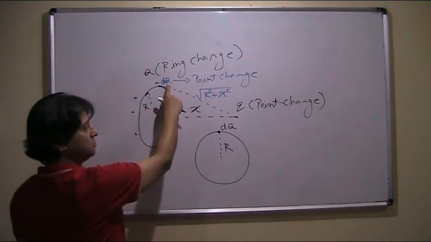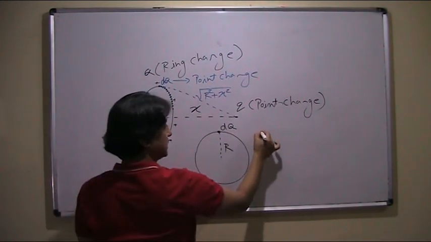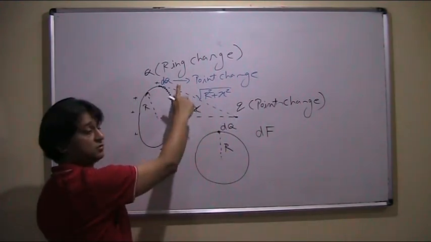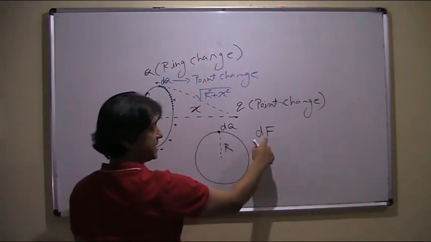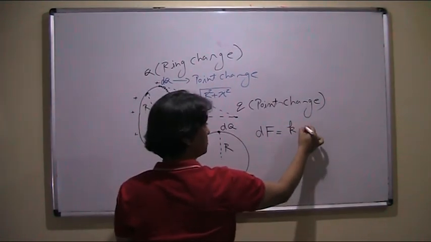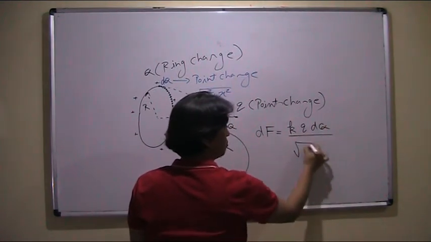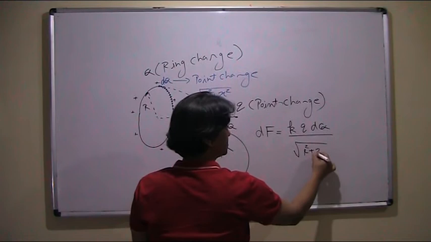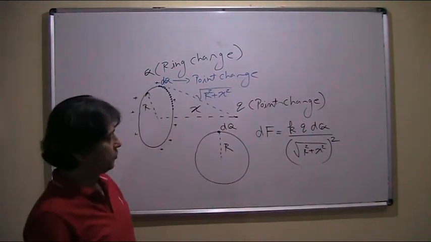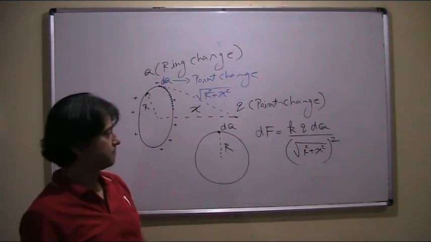Force of dq on q, they both are point charges, is dF. Since it's a small charge, force is also very small, which is dF. And this force can be written as k into q into dq divided by root over r square plus x square, whole square. We can use Coulomb's law because both charges are now point charges.